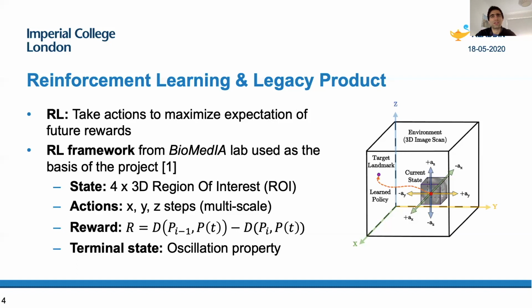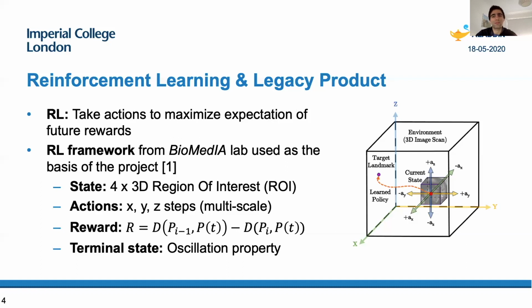Inspired by the success of these techniques, the Biomedia Lab developed a framework that uses deep reinforcement learning to locate anatomical landmarks in medical images. The datasets they've used are brain MRIs, cardiac MRIs, and fetal ultrasound scans. We have used this framework as a starting point for our project, and we also use these same datasets to carry out experiments.